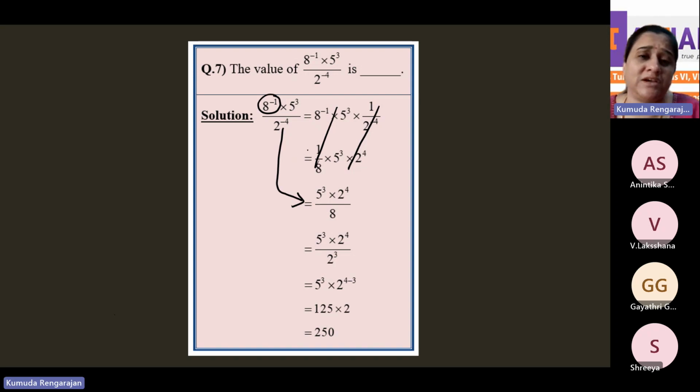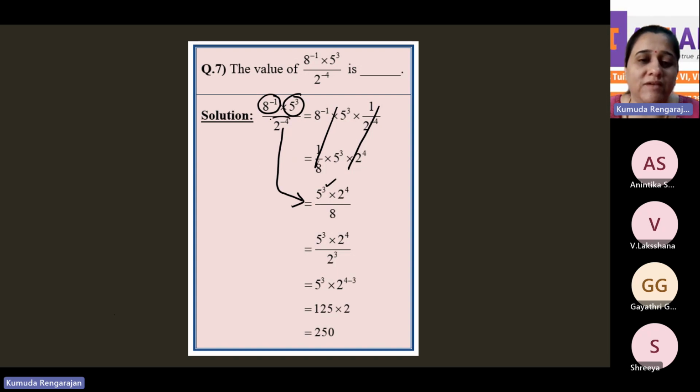So see here, 8 to the power minus 1. I'm not happy with a negative one. I want a positive one. So simply change the position. Bring that down to the denominator. It becomes 8 to the power plus 1, or 8 to the power 1, or simply 8. I'm happy with 5 cubed because the power is positive. So I retain that 5 cubed in the numerator.